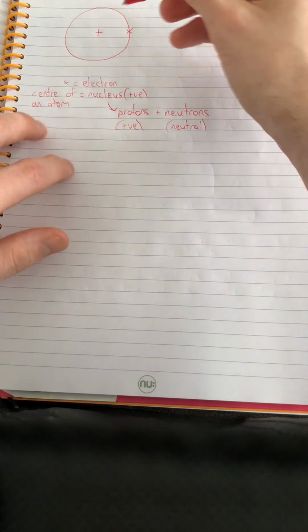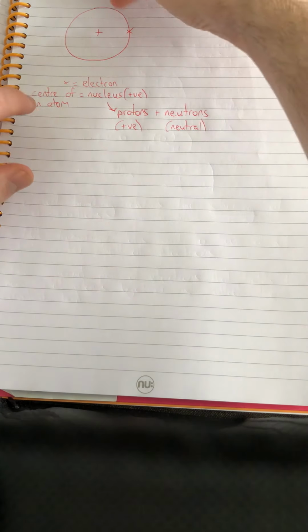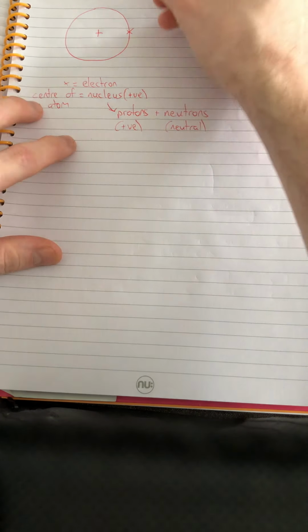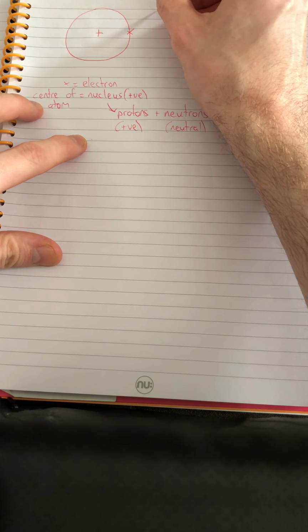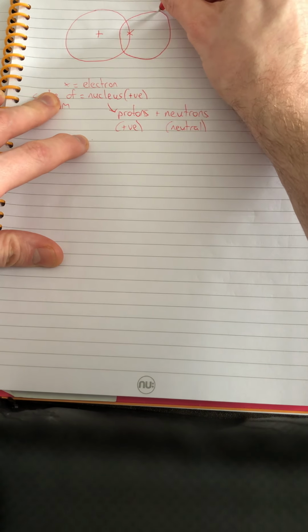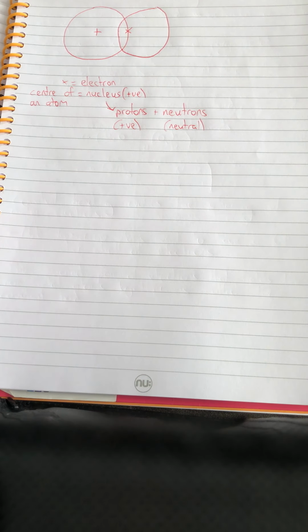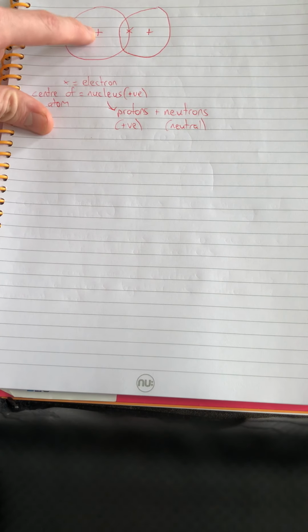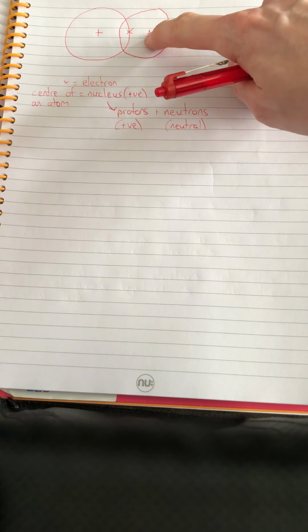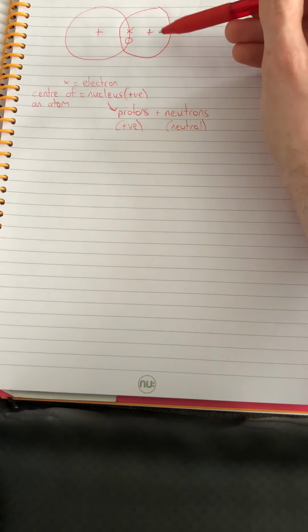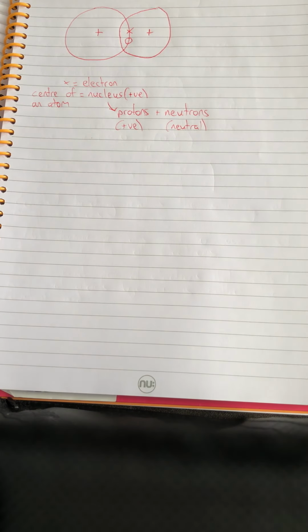Now that's one non-metal atom. When non-metal atoms bond together, they share the electrons, and you get an overlap. Again, you have your nucleus because it's another atom, so you've got one nucleus there and one nucleus there, and you'll get another electron from that atom.